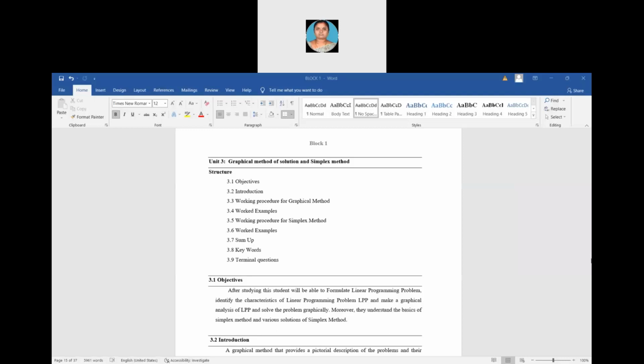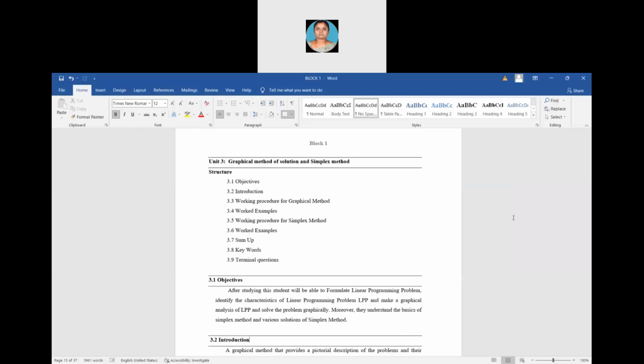Good morning. In this block we are going to see unit three, which is the graphical method of solutions and the simplex method. We have already seen, in the last unit, how to form the linear programming problem. For that linear programming problem, we have to find the solution by means of the graphical method and also by the simplex method.